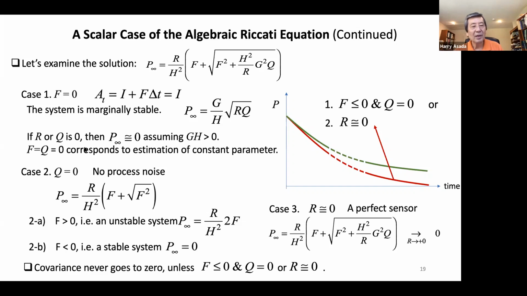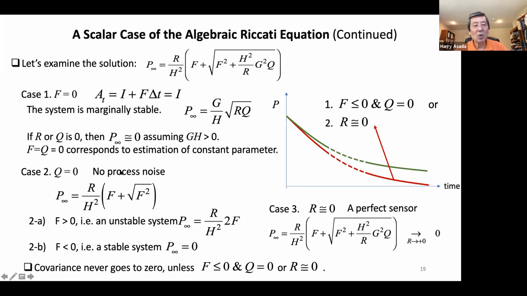Constant parameter value, F equals 0. We will discuss it more in the example later. If you have no disturbance to that constant parameter estimation, so both F and Q are 0, then this becomes 0. So that's one scenario: estimating some constant parameter, where we expect zero estimation error covariance. The other situation is that Q may be 0.